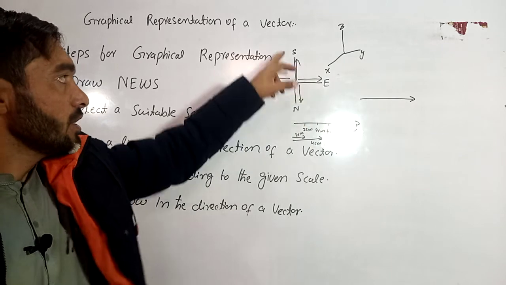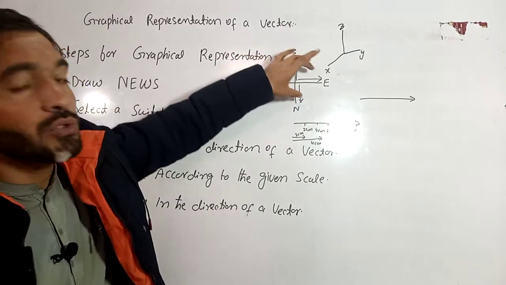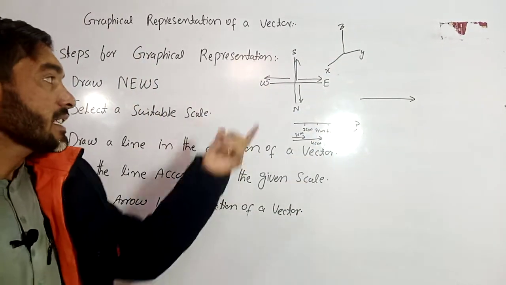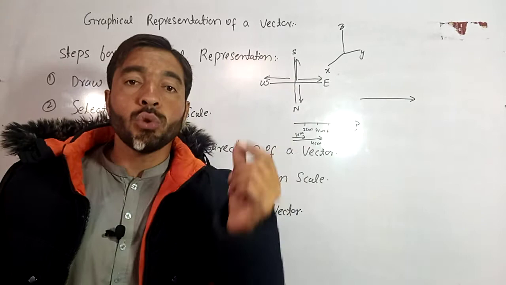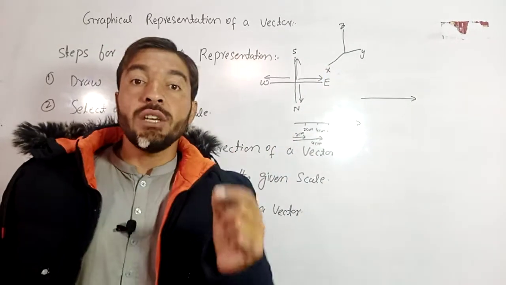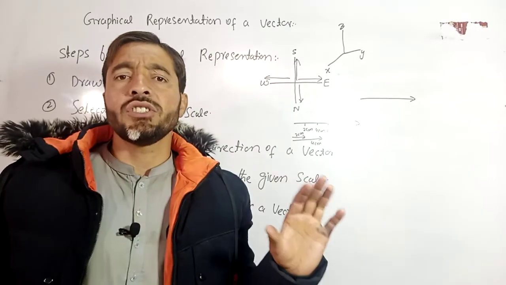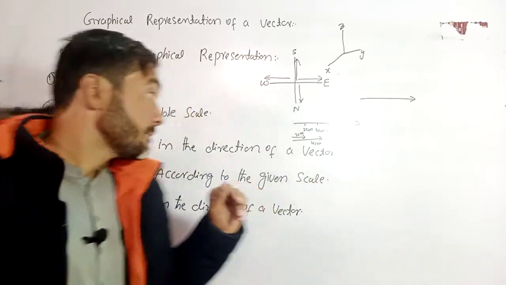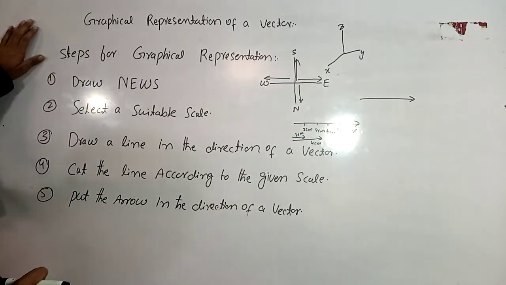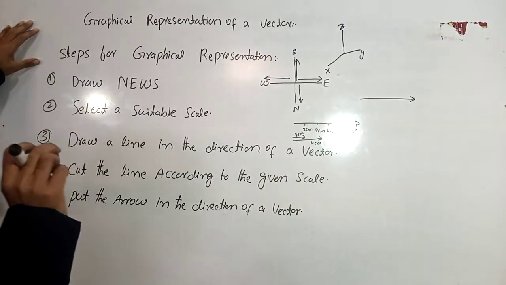North, east, south, west. This graph represents a two-dimension graph, and this graph represents a three-dimension graph, because in a two-dimension graph only two variables, x and y, are involved. In three dimensions, three variables are involved: x, y as well as z. Each axis is perpendicular to the others. Dear student, once we draw the Cartesian coordinate system, number two, we select a suitable scale.